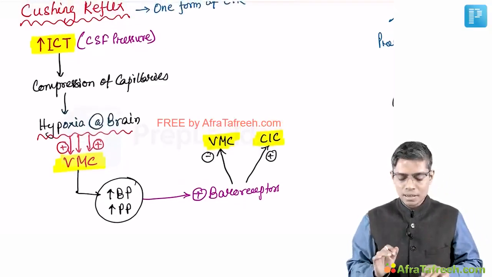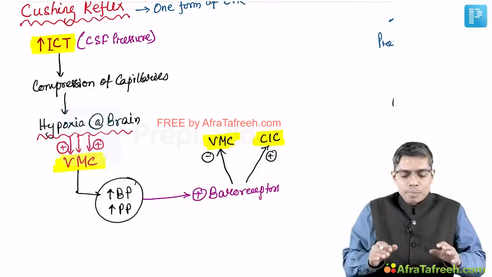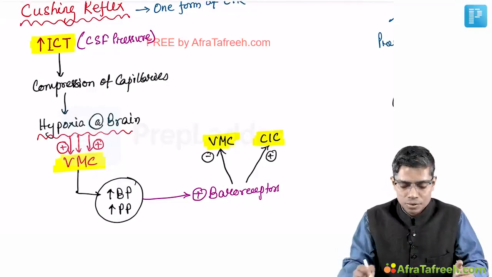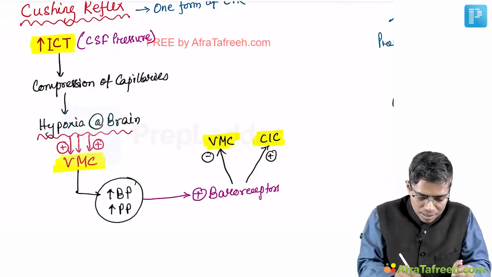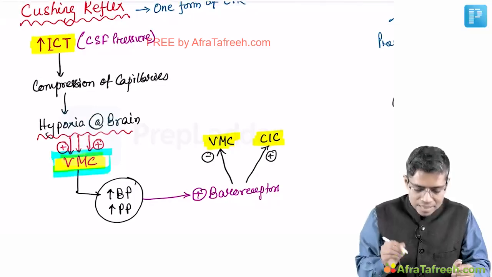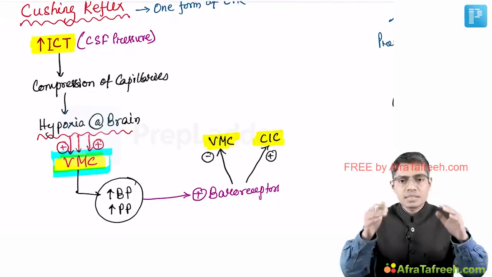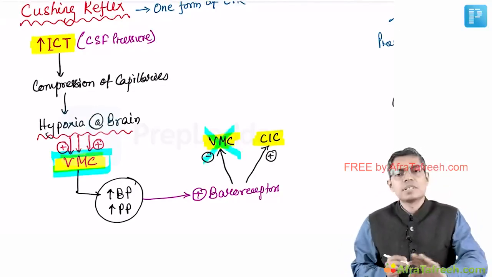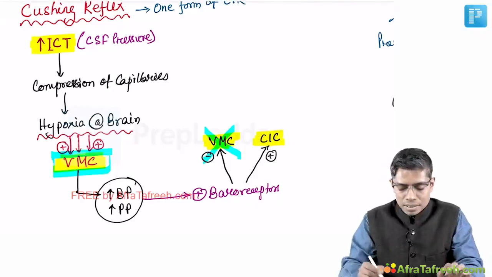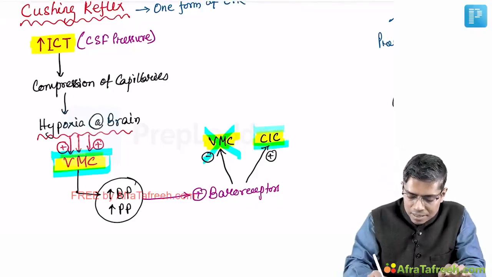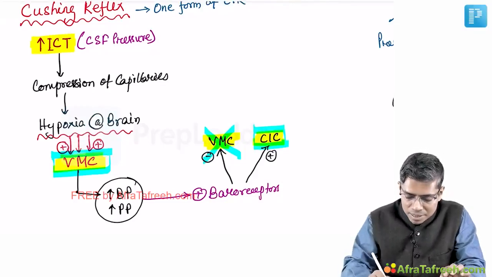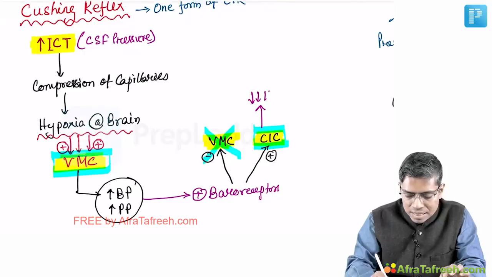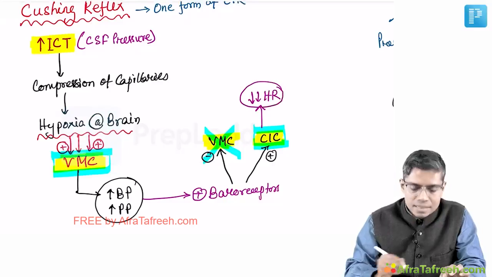Now, look at this and try to understand that in this scenario, the baroreceptor, although it is trying to inhibit VMC, will it be able to inhibit VMC? Answer is no. Why? Because this VMC is already active and that is activated by local hypoxia and hypercapnia. That is a very strong stimulus for VMC. So although the baroreceptor is trying to inhibit this VMC, it will not be able to do that. Rather, it will be able to activate the CIC, and we have seen multiple times that activation of CIC means, what is the net effect? Net effect is decrease in heart rate.